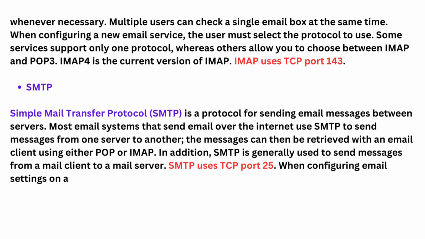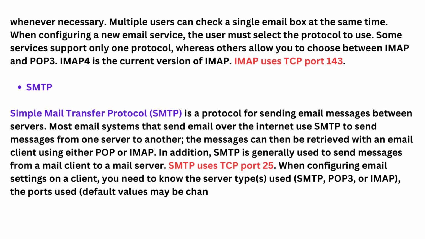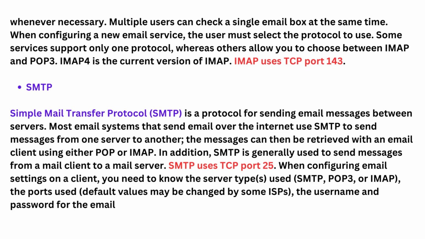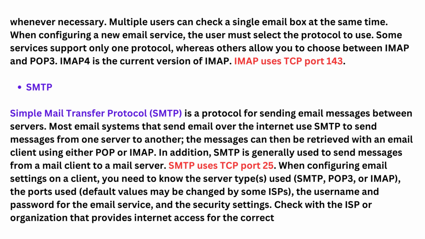When configuring email settings on a client, you need to know the server type used, SMTP, POP3, or IMAP, the ports used. Default values may be changed by some ISPs. You also need the username and password for the email service, and the security settings. Check with the ISP or organization that provides internet access for the correct values.